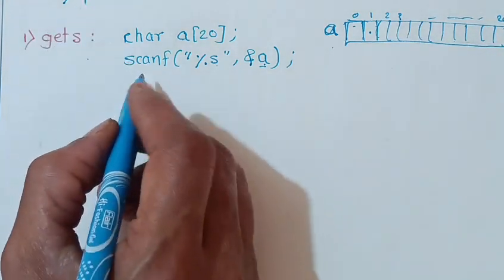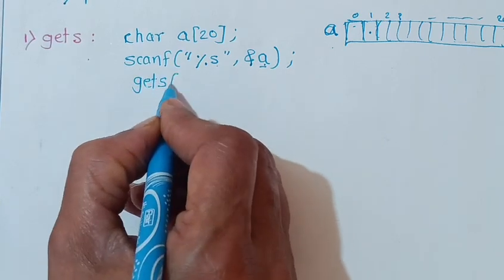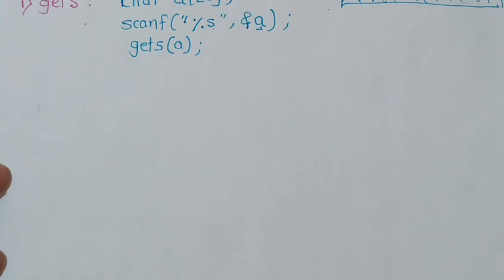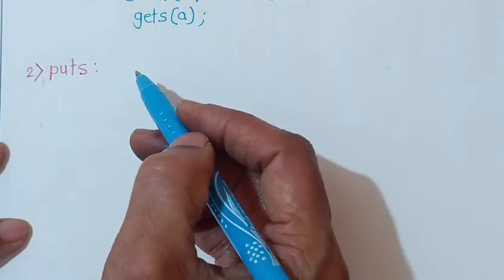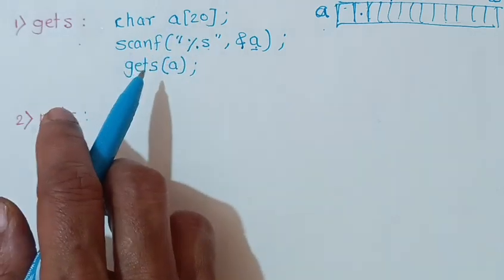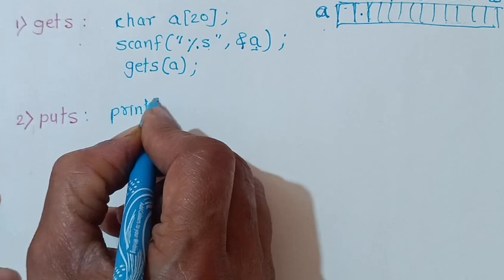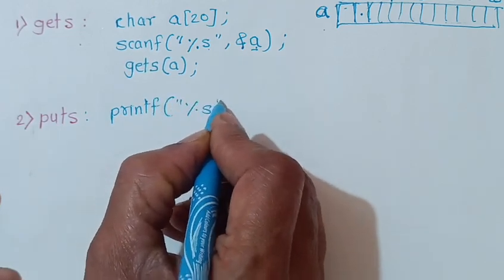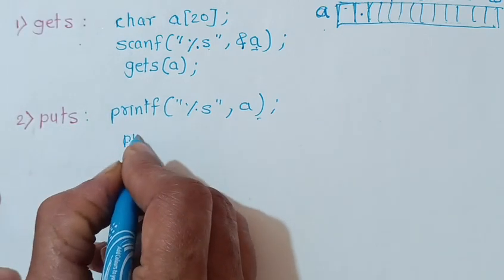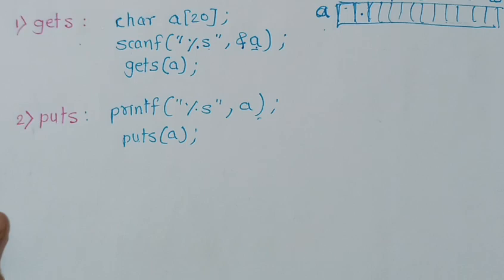In unformatted input, we read the same way with gets, and in the brackets you write the variable a. After reading the value of a, suppose you want to print it. In formatted output you write printf, again with %s and the variable a. Instead of this, we can directly write puts and the variable. So one example we will see here.